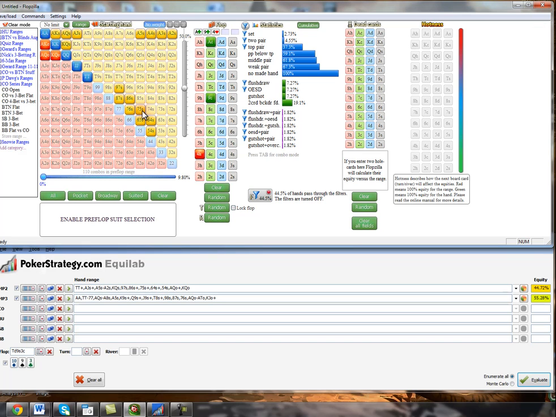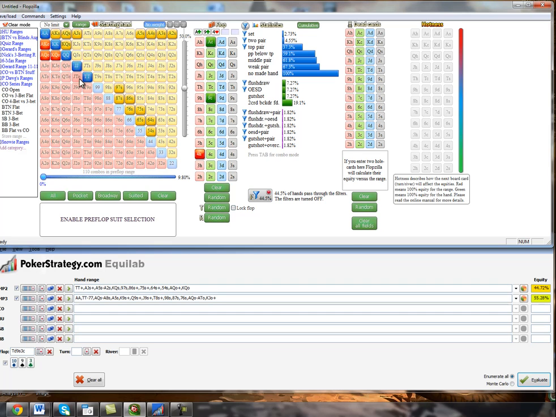Okay, so what I would usually do on a board texture like this is, if you're looking for some hands to bet with on one street and then check call on the turn, I would use the ace 5, the ace 3, and the ace 2 to do that. Because when we have ace 5, ace 3, and ace 2, and we bet the flop, there's only going to be 2 aces left in the deck. Whereas if we have something like pocket kings or pocket queens, there's going to be 3 aces left in the deck.